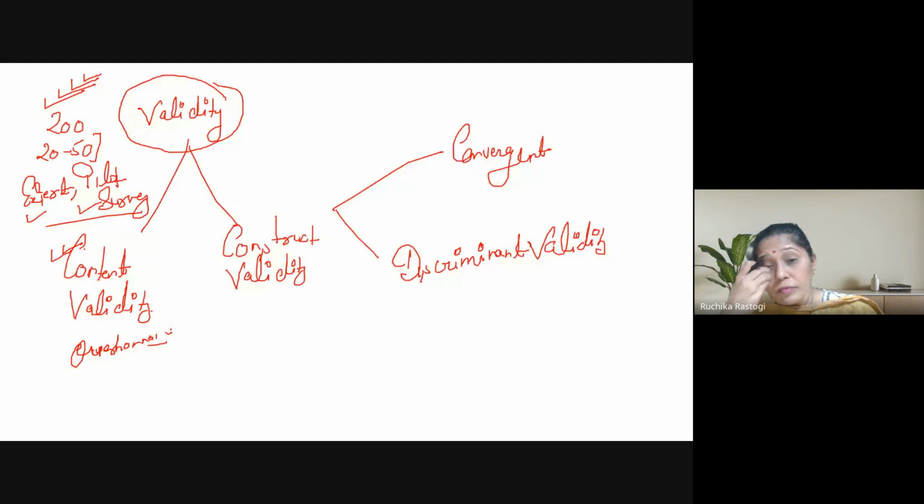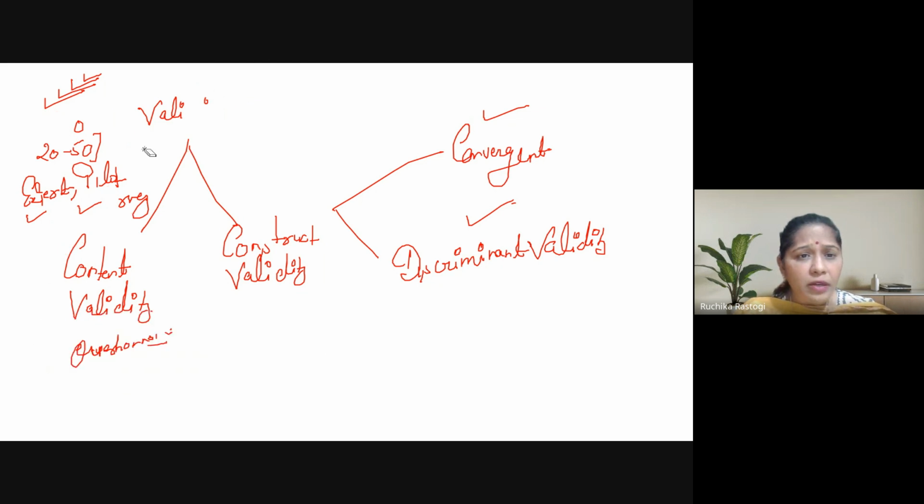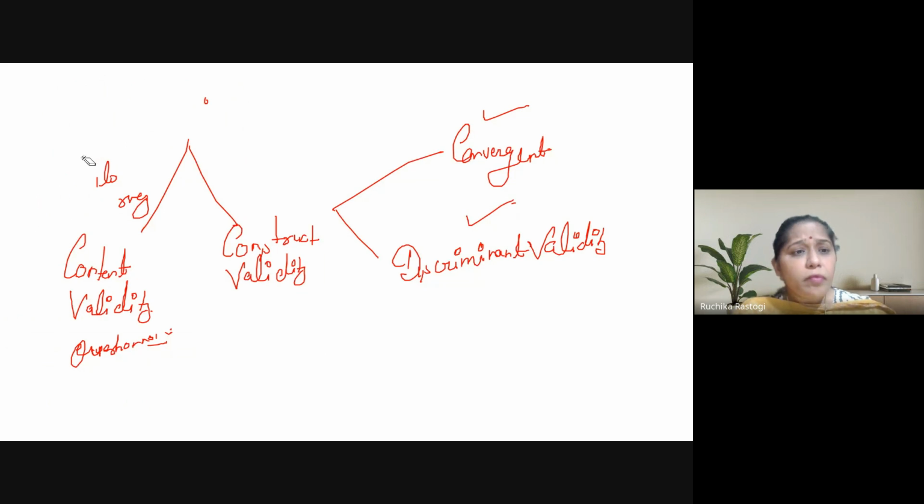Now, the second thing is construct validity, which can be measured with the help of convergent and discriminant validity. Can I remove that? Is it okay? Have you noted down the content one? Yes, ma'am.